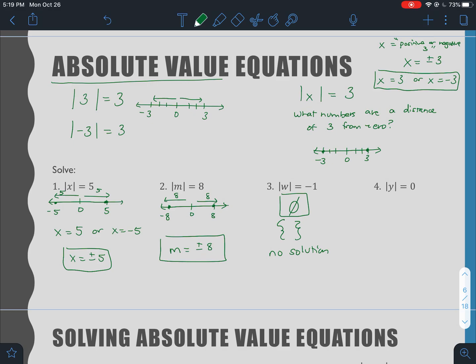All right, the absolute value of y is 0, so what number or numbers are 0 away from 0? Well, only one number is 0, so the only solution to this would be y equals 0.